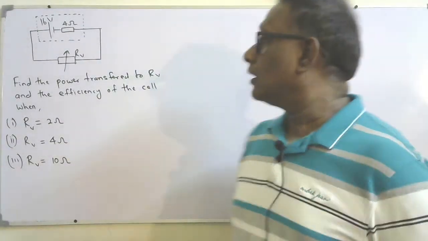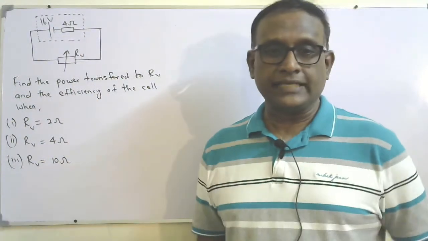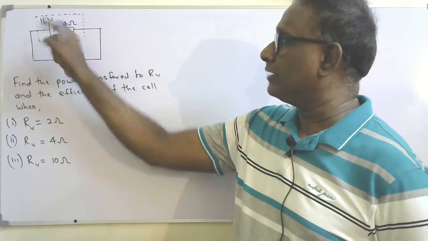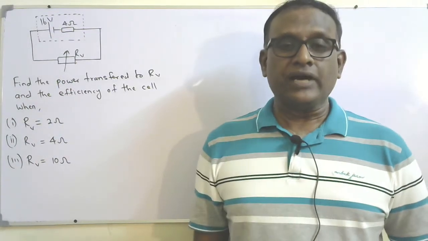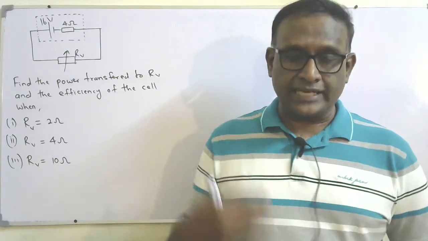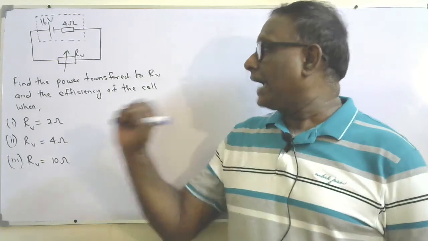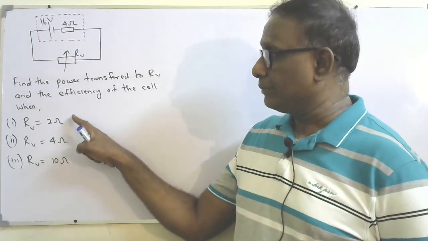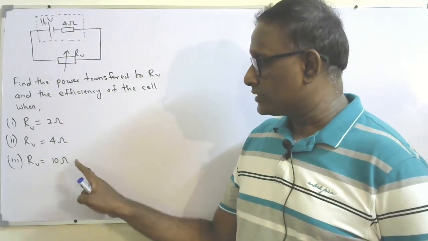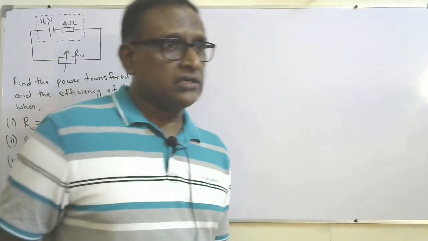Okay, so I made a question like this. A DC power supply has internal resistance 4 ohm and EMF 16 volt. There's a variable resistor, so we are going to find the power transferred to the external component, which is the variable resistor, and the efficiency of the cell when the value of RV is kept at 2 ohms, 4 ohms and 10 ohms separately. So the same procedure applies for all three parts.